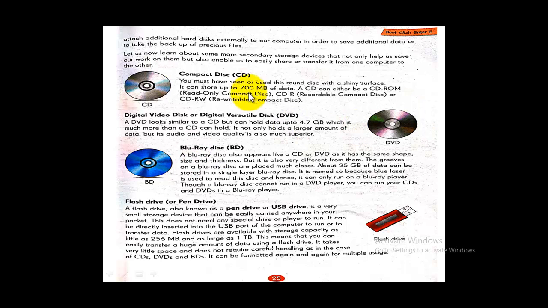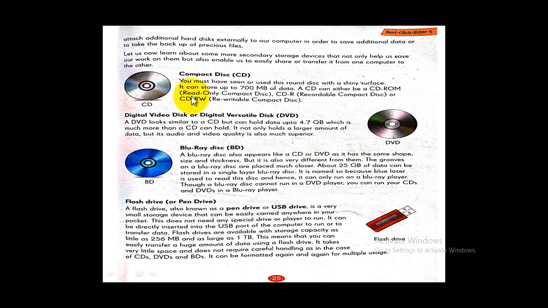A CD can hold only 700 MB of data. Okay, CD can hold in MB, it is in megabyte, it is 700 MB of data. But a DVD can hold 4.7 GB, that is gigabyte, 4.7 GB of data. And the video quality is also clear and the audio quality also clear in a DVD, compared to a CD.